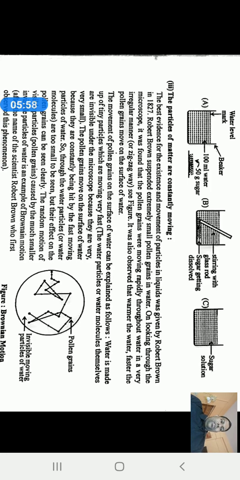Now see how the movement of pollen grains on the surface of water is explained. Water is made of tiny particles which are moving very fast. Water particles or water molecules themselves are invisible under the microscope because they are very small. One more remarkable point: if you warm that water, then the movement of the pollen grains will also increase. Understood? So this is regarding Brownian motion, or Brownian movement.